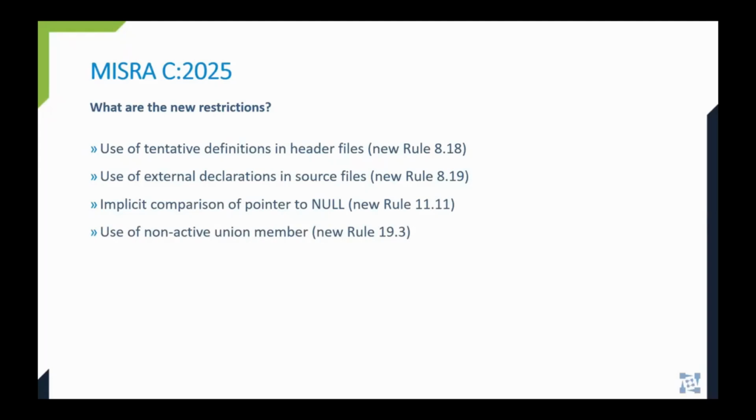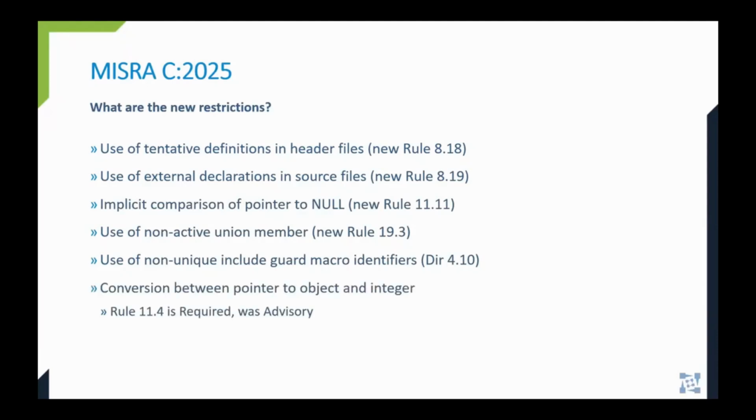There is a new rule that covers use of non-active union members. And one of the existing directives has been updated to ensure use of unique include guard macro identifiers in a project. Finally, conversion between pointer to object and integer now requires explicit deviation procedure, as Rule 11.4, previously only advisory, is now required in MISRA C 2025.